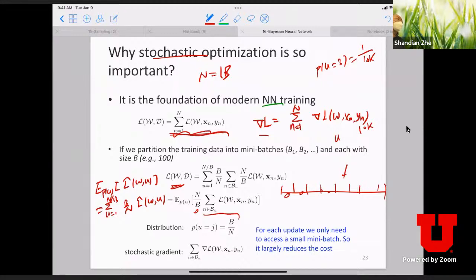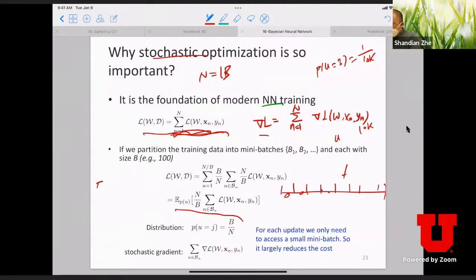Okay, does it make sense? It's just a mathematical trick. Or if you still feel uncomfortable, try to use this definition. Given that your P U equals B over N, try to calculate this expectation. You will see exactly that it gives you the original entire loss. Okay.